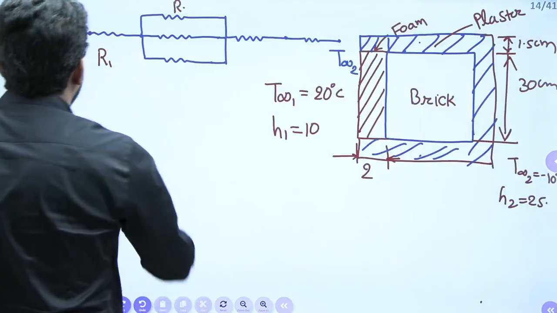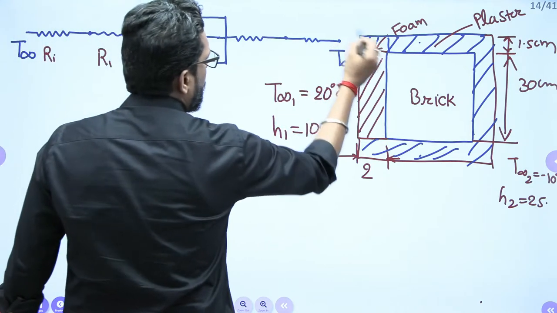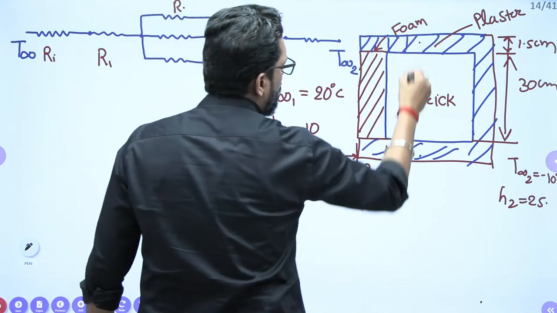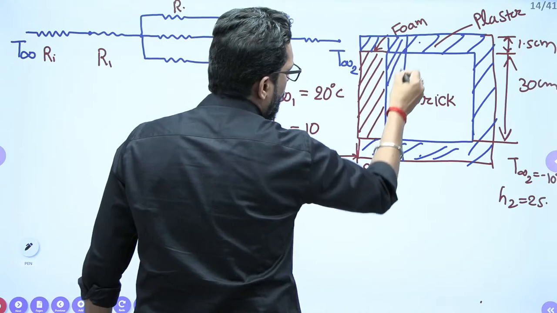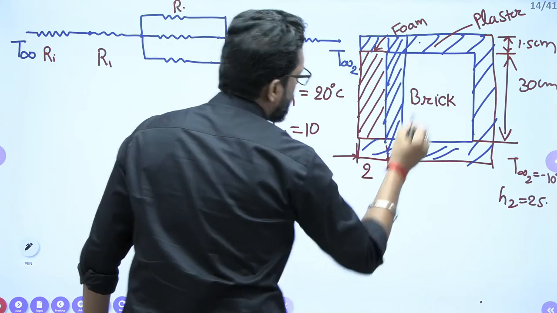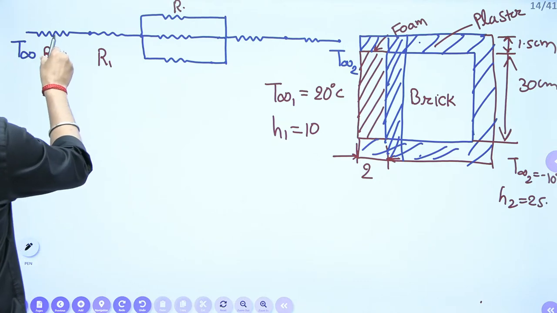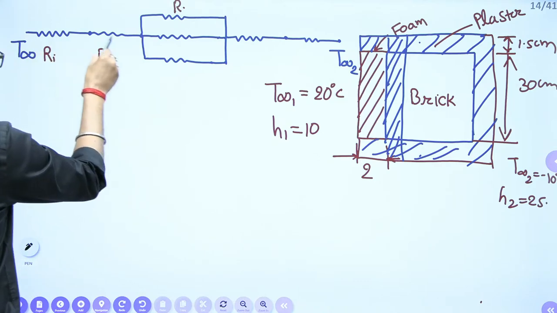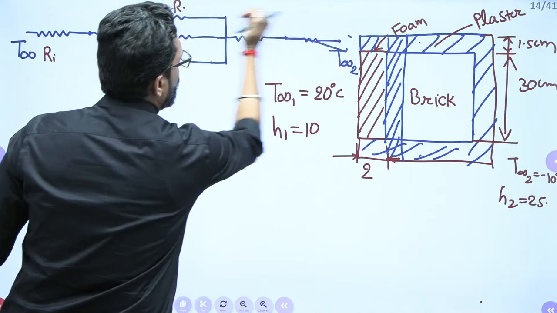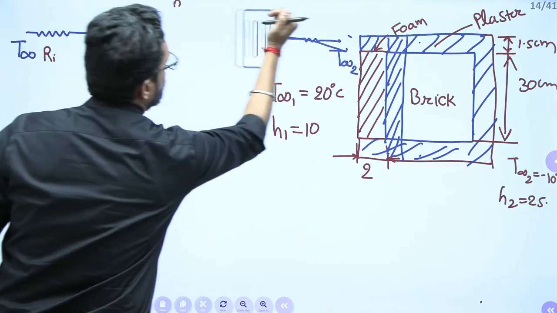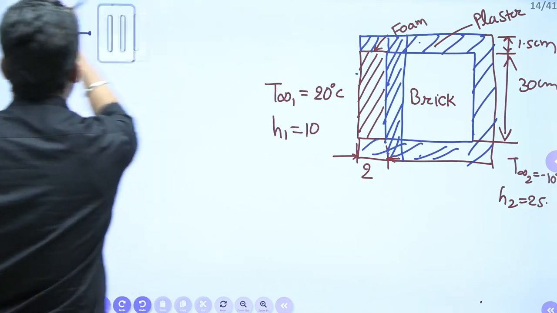What is that? See, this is foam, and there must be one plaster also. So this is your surrounding. Then there is a, see, how can we make this? It is a little bit of a mistake. No problem at all, no problem at all.